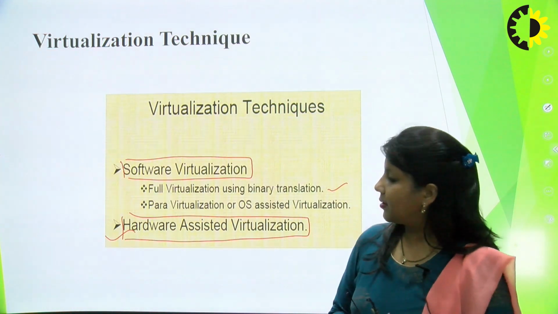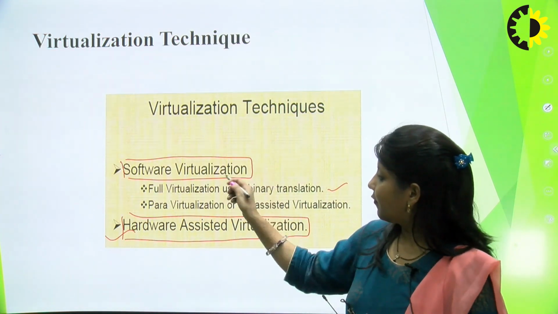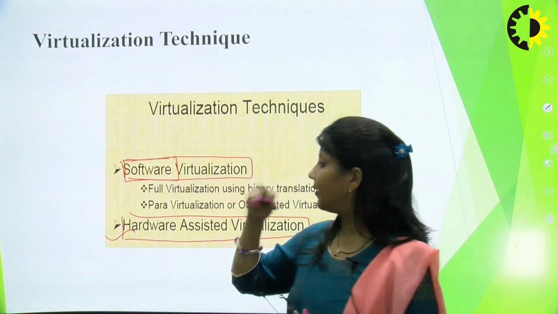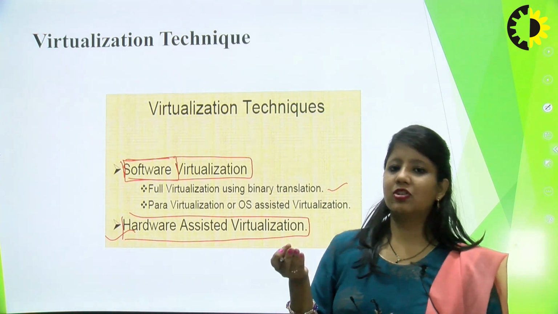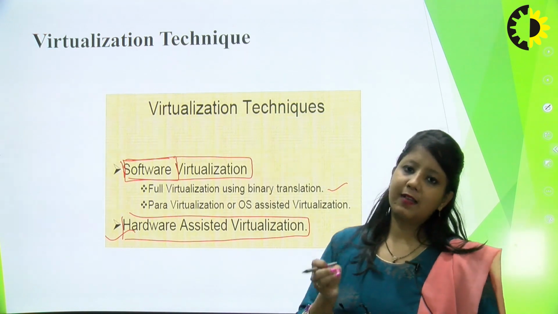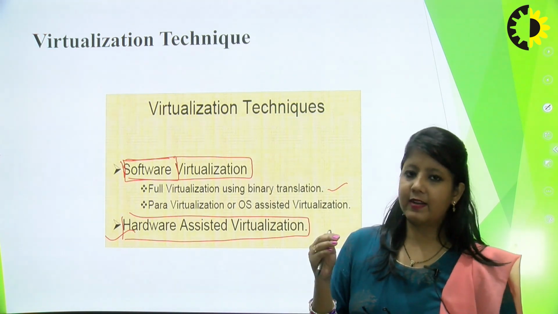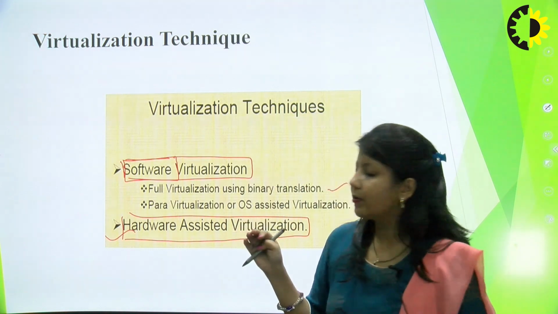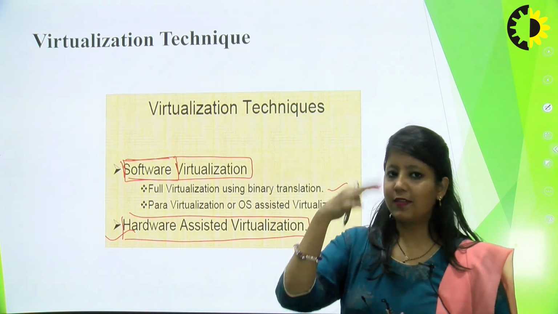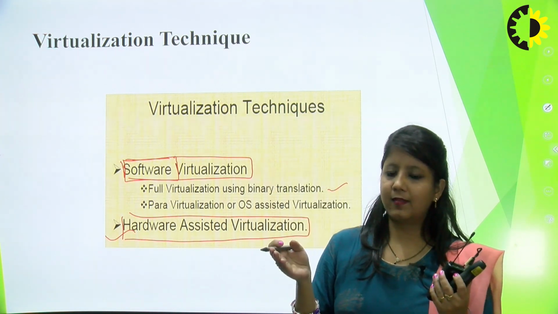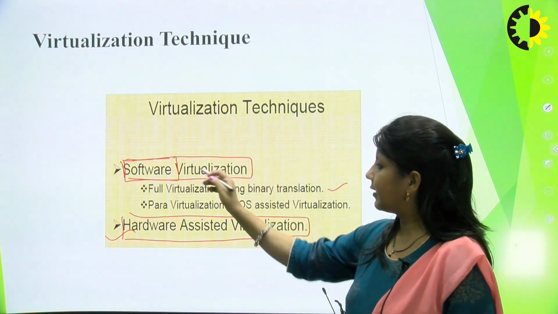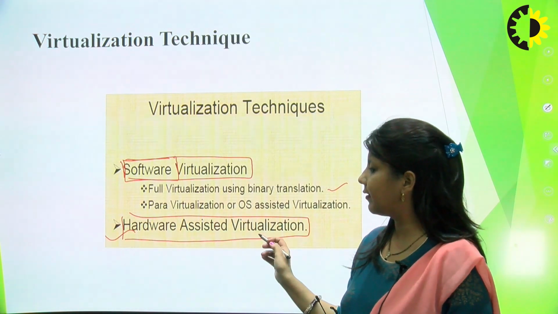What is the difference between these two terms? What is the meaning of software? It means when we attach resources like CPU, memory, and input output devices, which are all associated with our motherboard, and we deploy one virtual machine, we have the physical hardware and the physical operating system. So we have two techniques, software virtualization and hardware assisted virtualization.